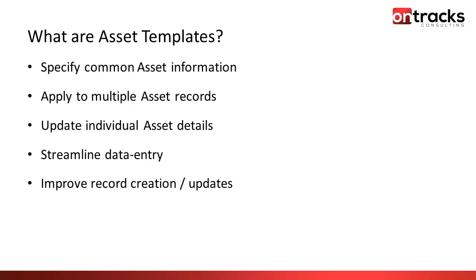So what are asset templates? The asset template application allows you to specify common asset information in one place and then apply that common data to multiple asset records. Typically, the type of common data that you can specify on an asset template includes things such as the asset description, the type of asset, manufacturer or vendor information, the purchase price, replacement cost of that asset, an asset priority level, any spare parts, preventative maintenance details, meters, and then classifications or attributes.